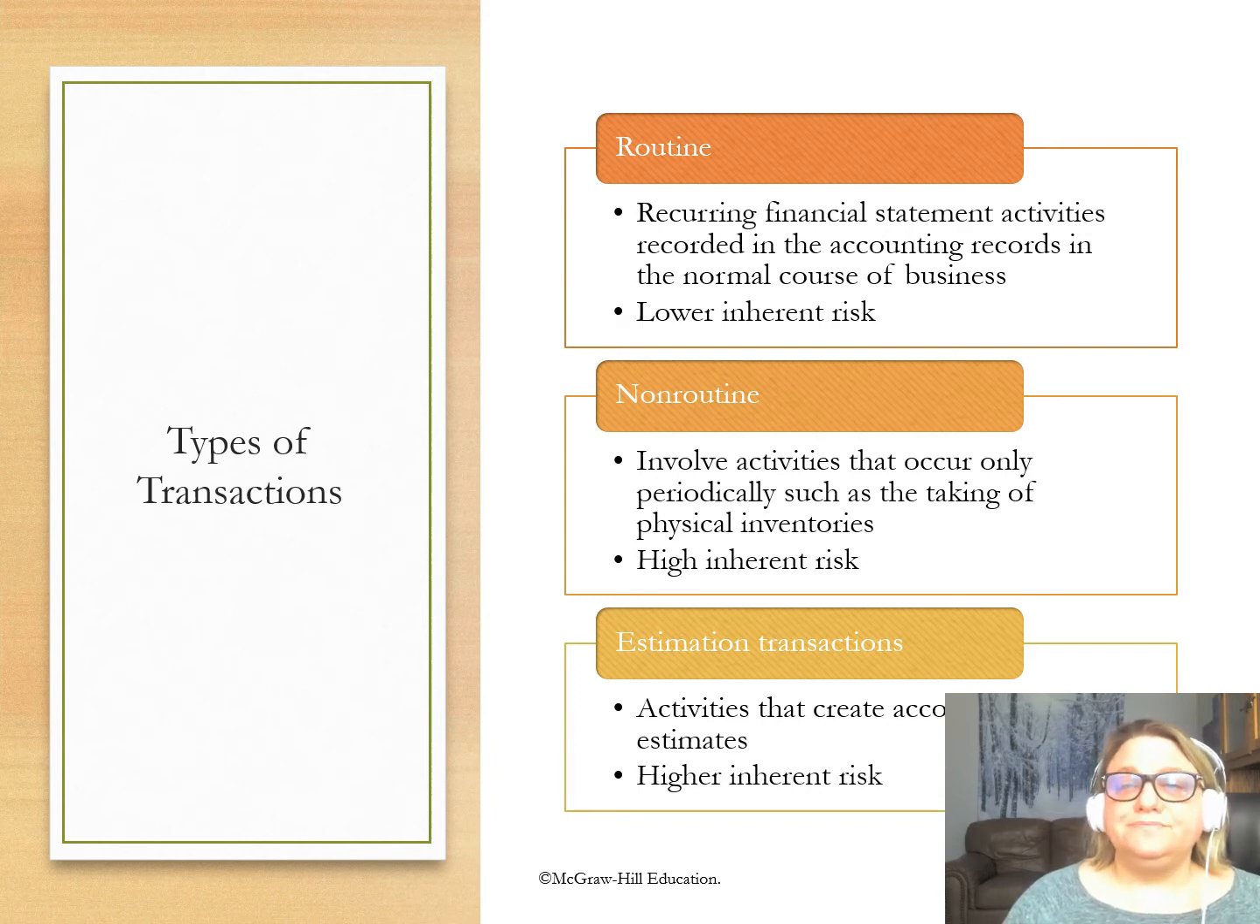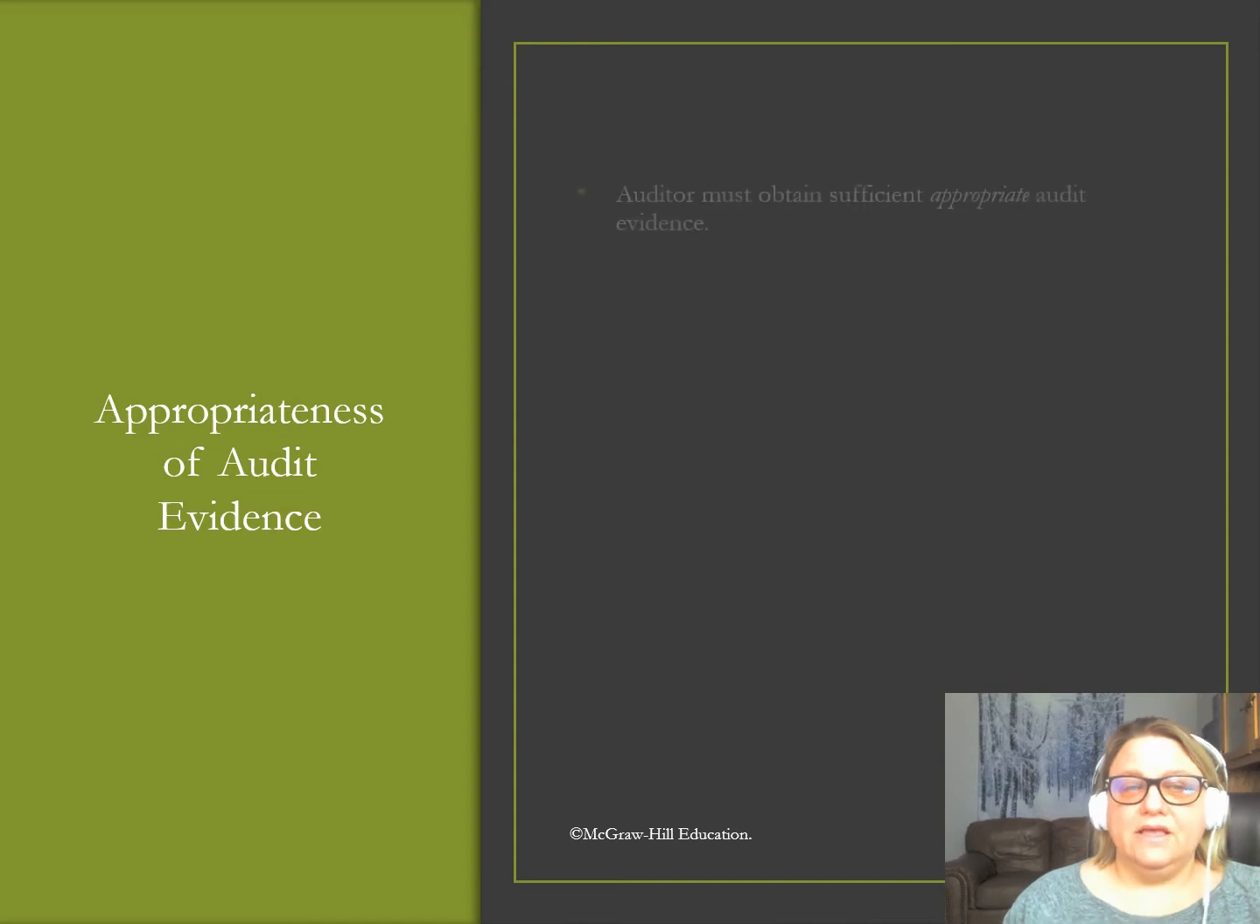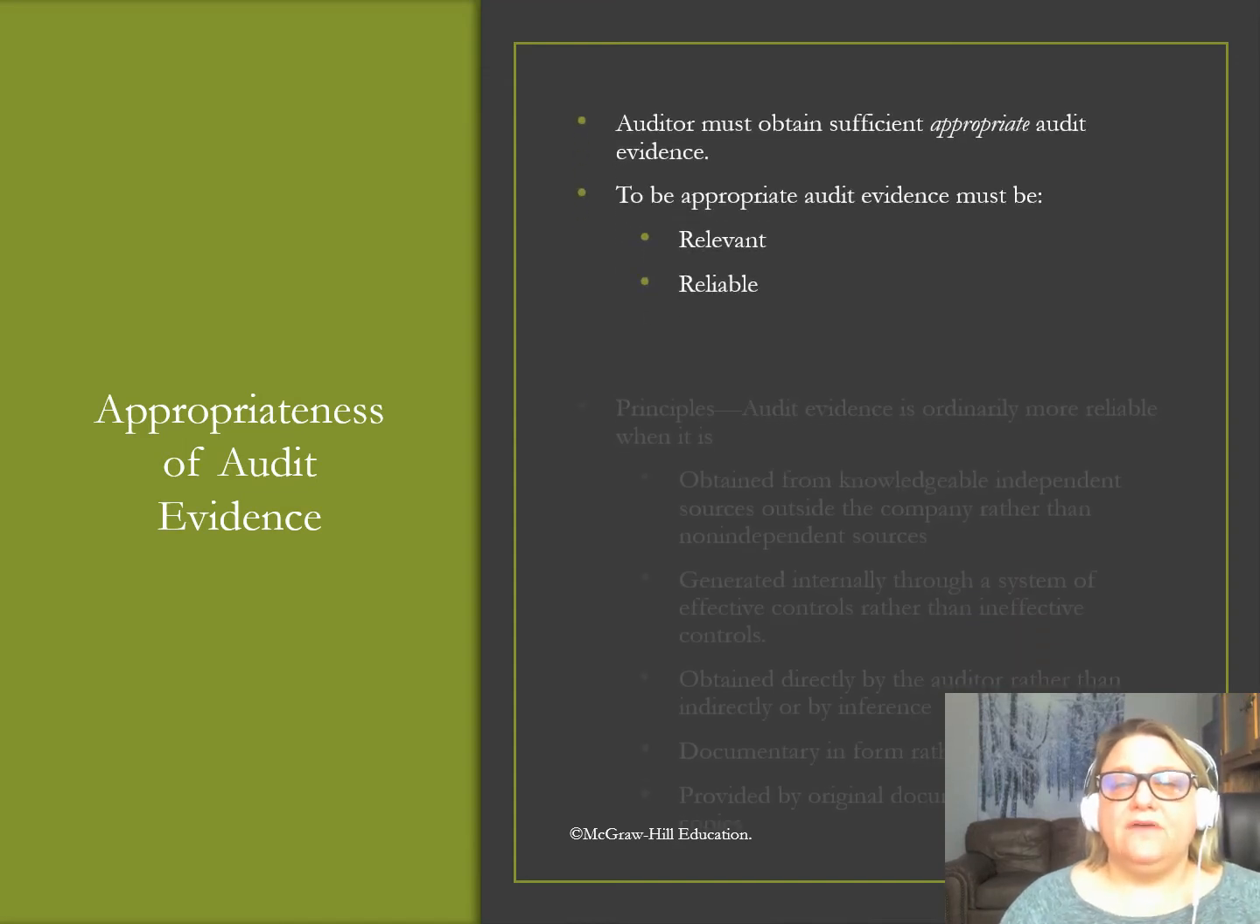Okay, so types of transactions that you would have high or lower inherent risk would be items that have recurring financial statement activities in the accounting records and are over the normal course of business, usually low inherent risk. Something that's non-routine, so for example, let's say you only write down the inventory whenever you do the physical inventory, that particular transaction might have some inherent risk. And then estimations, when you have to make an estimate, remember allowance for doubtful accounts, that percentage of estimate, you can't just go in willy-nilly. It's high inherent risk.